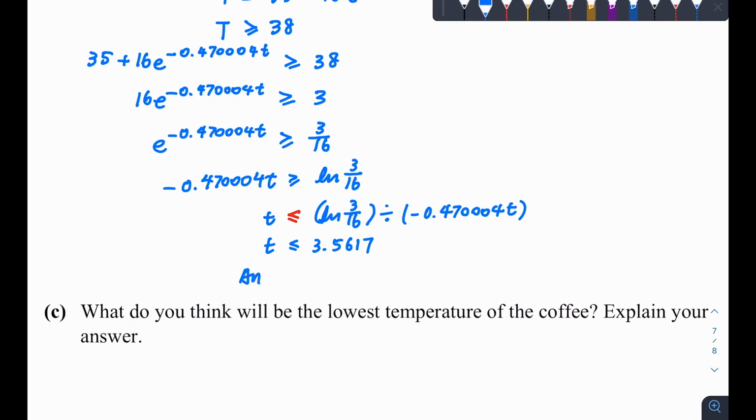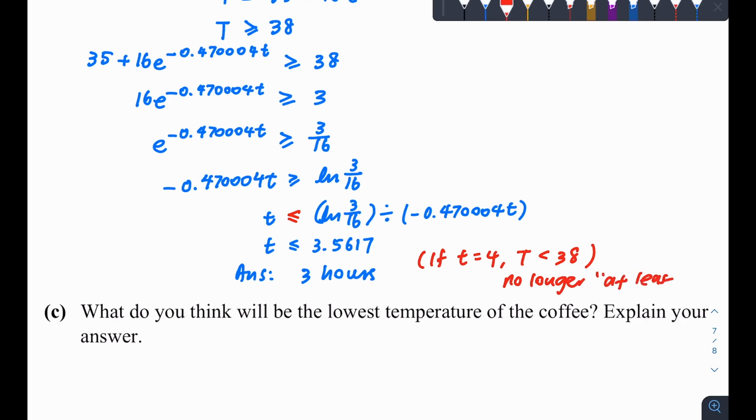So the answer would be 3 hours. Okay, if it's 4 hours, it'll be below 38 degrees. If it's 3 hours, it'll be above 38 degrees. So I'm going to write here, if t equals 4, the temperature is less than 38 already. No longer at least 38 degrees. Right, a bit sad. Okay, so this is part B.